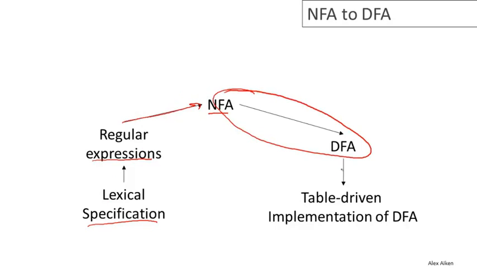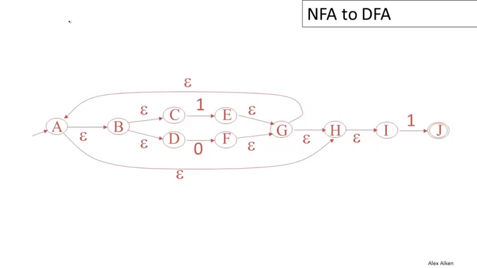And as you might guess, in the final video in this series, we'll talk about the final step, which is the implementation of DFAs. So here's the non-deterministic finite automaton we finished up with last time. And the first thing we're going to discuss today is an important idea called the epsilon closure of a state.